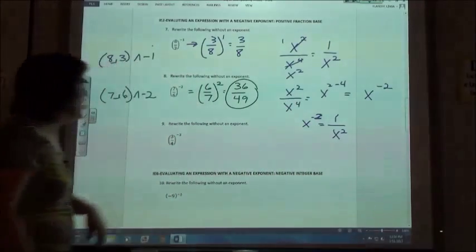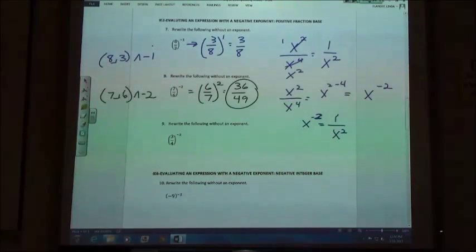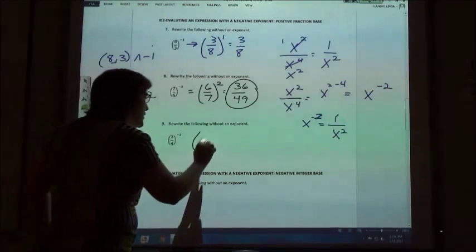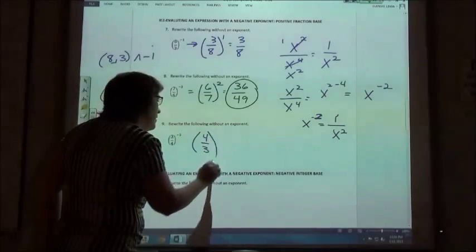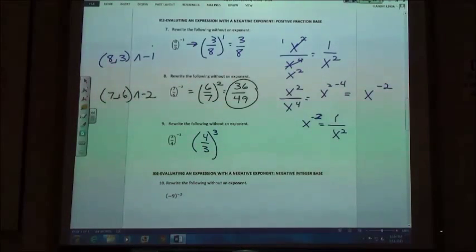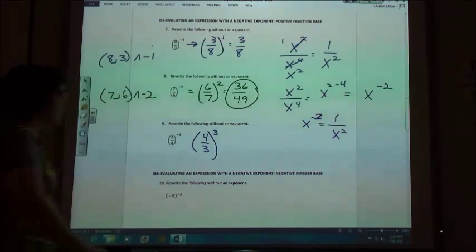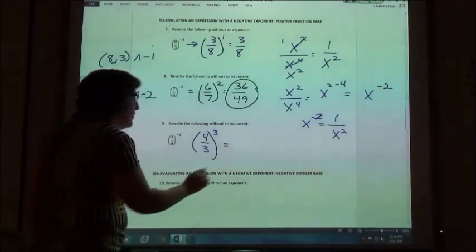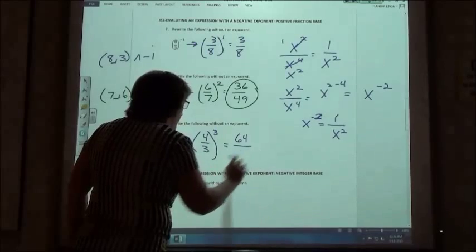So, number 9, we want to rewrite that without that negative exponent and simplify that. So what should we do first? 4/3. Make that 4/3 to the third power. And so now we're going to figure out our 4 to the third and our 3 to the third. 64 over 27.